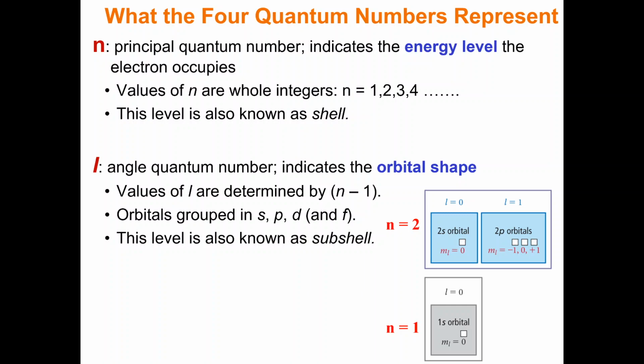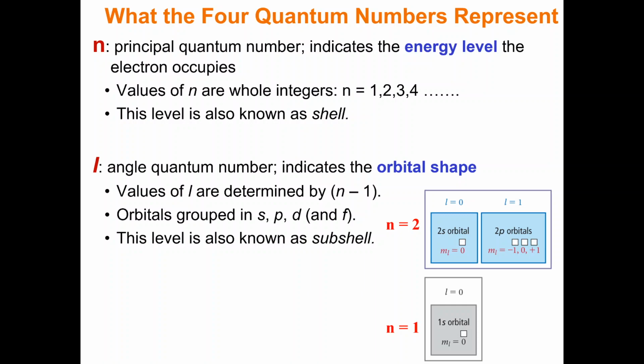The next one, l, is the angular quantum number, which indicates the orbital shape. Is it an s orbital? Is it a p orbital? Is it a d orbital? That's governed by l. Values of l go up to n minus 1. So if n is equal to 1, the only possible value of l is 0. Why? Because 1 minus 1 is 0, so the maximum value of l is 0.